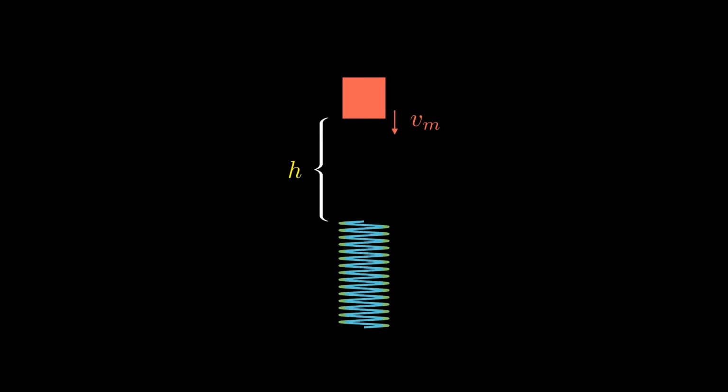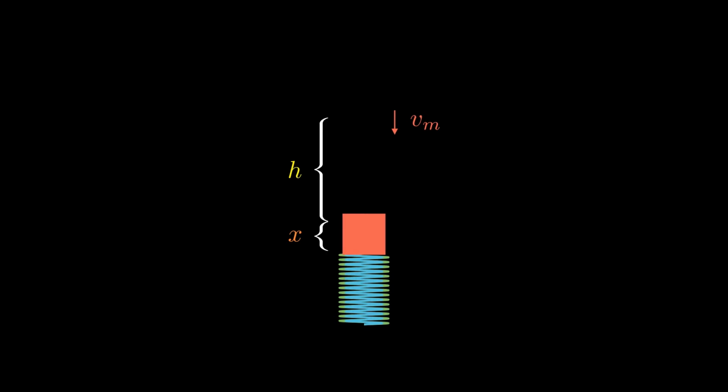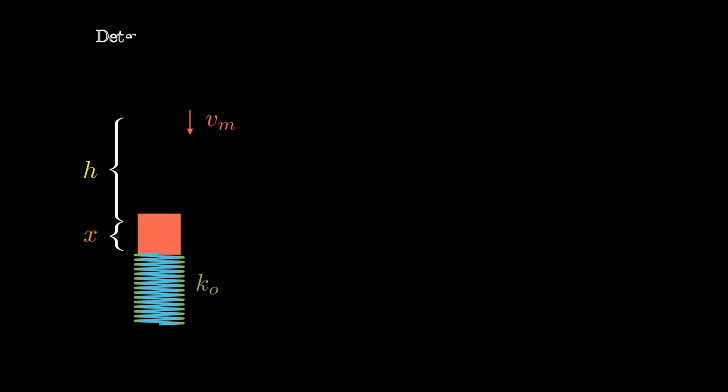The mass gains kinetic energy while falling, and upon reaching the springs, it causes them to compress by the distance x. The outer spring has a stiffness denoted by Ko, and we have to determine the stiffness of the inner spring Ki, given that the other variables are known.